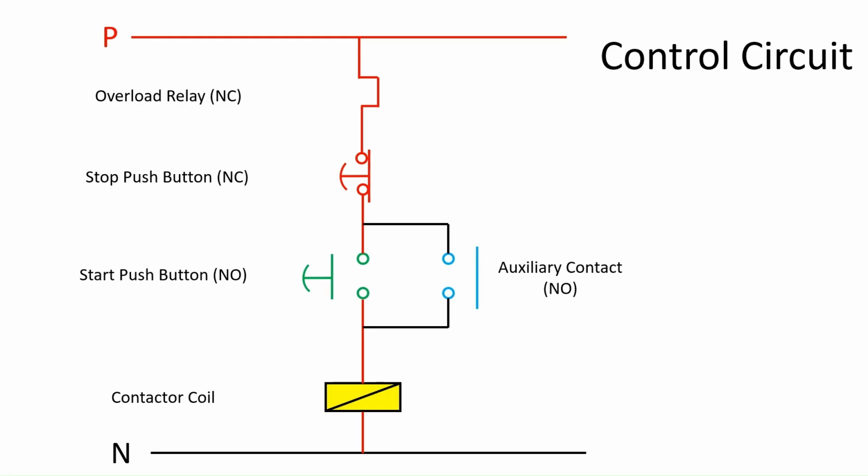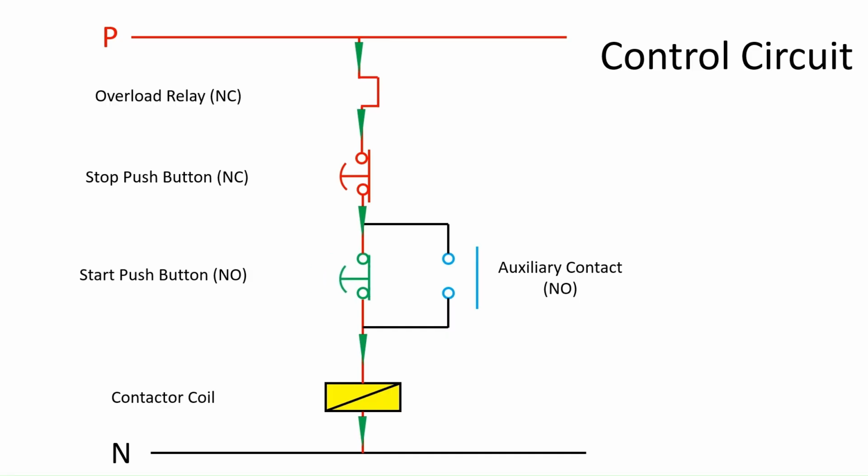Auxiliary contact is a contact on the contactor which is connected in parallel with the start button. This contact holds the circuit after the start button is released, keeping the contactor energized. An auxiliary contact is interlocked with the contactor coil such that when the contactor coil is energized, the auxiliary contact gets closed. And when the contactor coil is de-energized, the auxiliary contact will open.